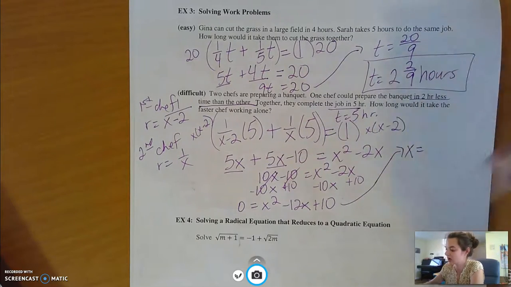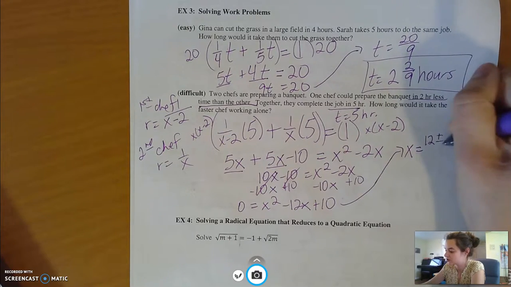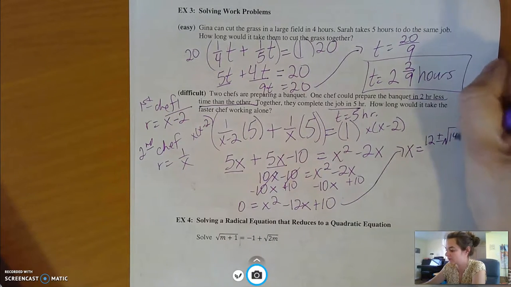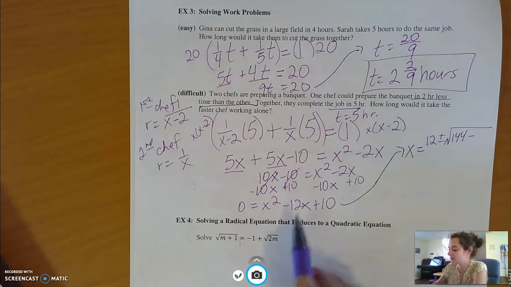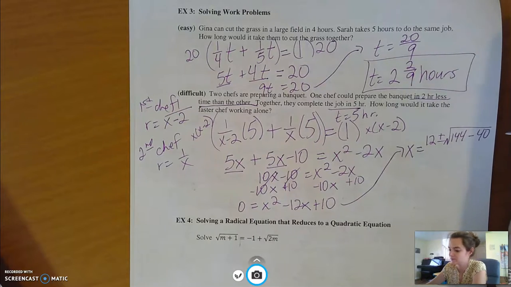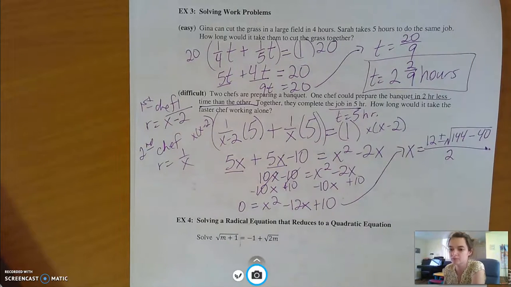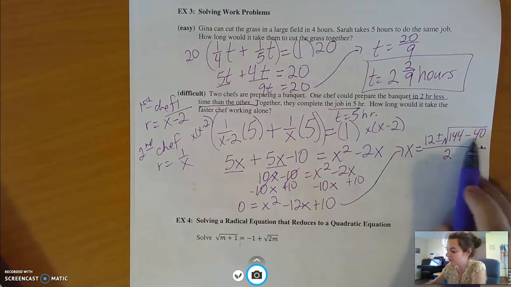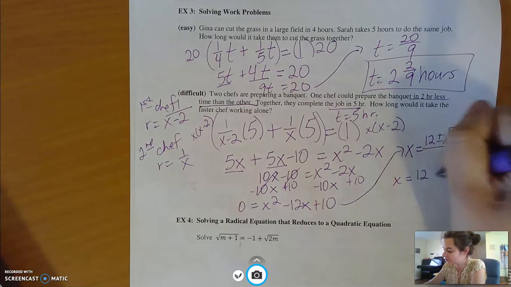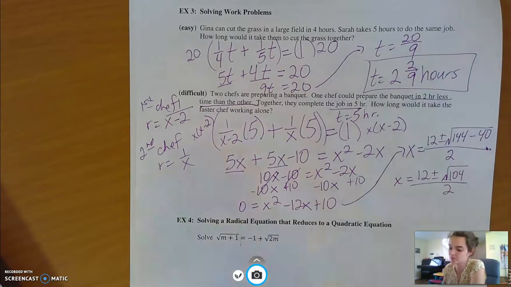So we'll have x equals the opposite of b. The opposite of negative 12 is positive 12, plus or minus the square root of b squared, so 12 squared, is 144, minus 4ac, so 4 times 1 is 4, times 10 would be 40, all over 2a, 2 times 1 is 2. Inside the square root, 144 minus 40 would be 104. So now I have 12 plus or minus the square root of 104 all over 2.